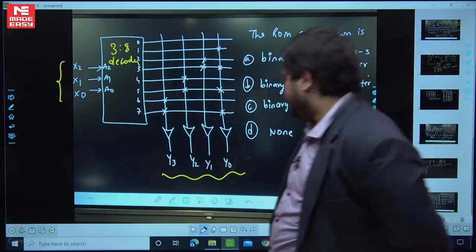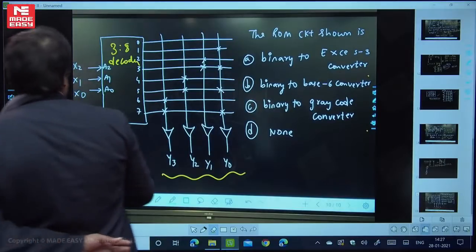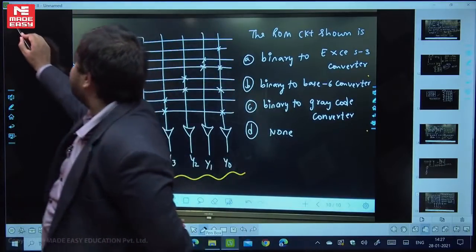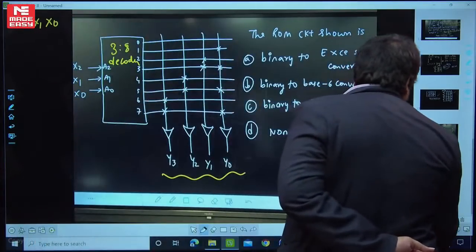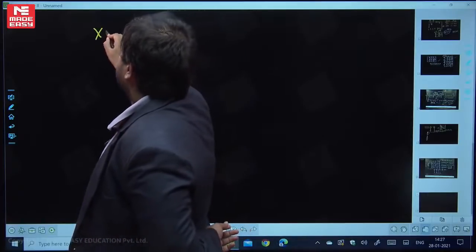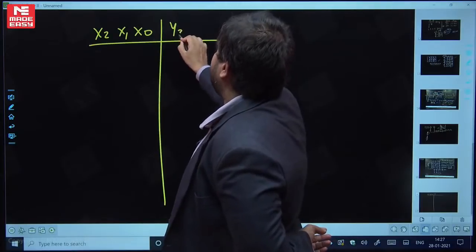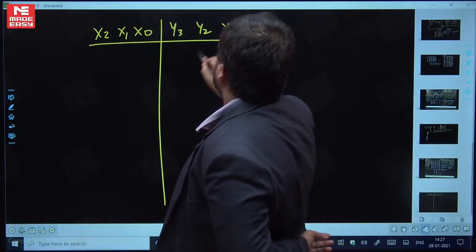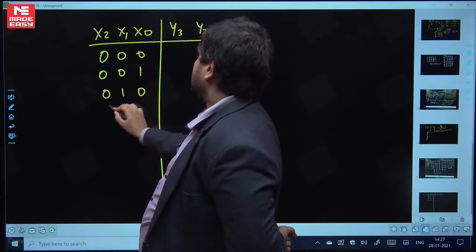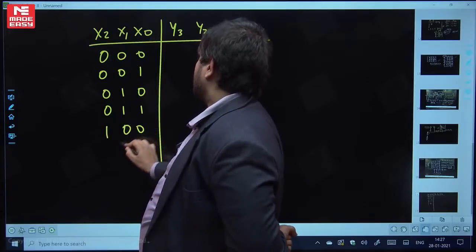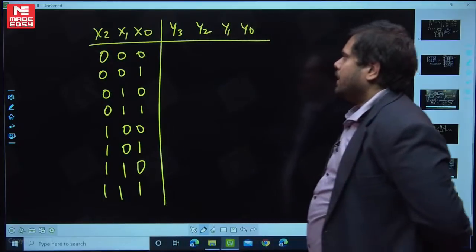Okay. So I will write it here. Yeah, I will write the truth table here. You just observe here. Let's say this is my x2, x1, x0. Maybe we'll write in the next page, that's better I guess. Okay, so let's write it here, x2, x1, x0. Now this is y3, y2, y1, y0. So let's fill up all the possibilities, 0 0 0, 0 0 1, 0 1 0, 0 1 1, 1 0 0, 1 0 1, 1 1 0, 1 1 1. ठीक है, now let's see the y3 please.